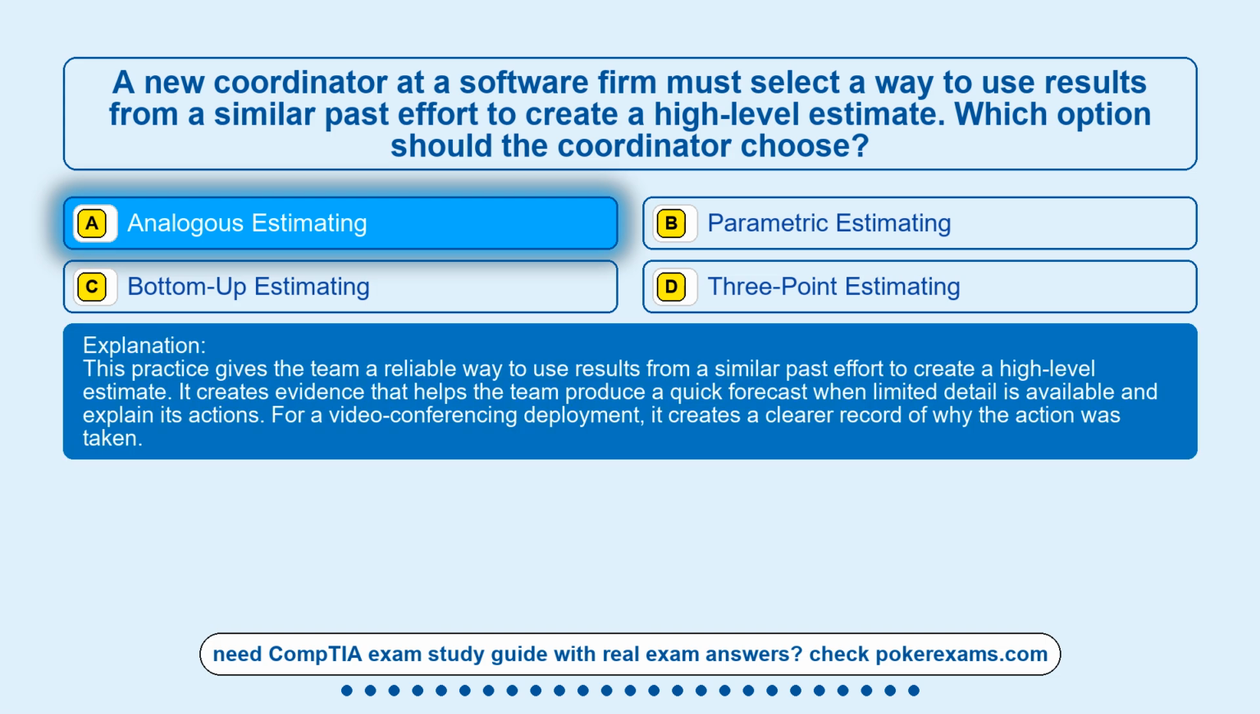This practice gives the team a reliable way to use results from a similar past effort to create a high-level estimate. It creates evidence that helps the team produce a quick forecast when limited detail is available and explain its actions. For a video conferencing deployment, it creates a clearer record of why the action was taken.